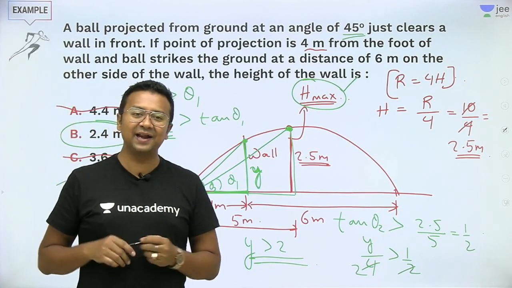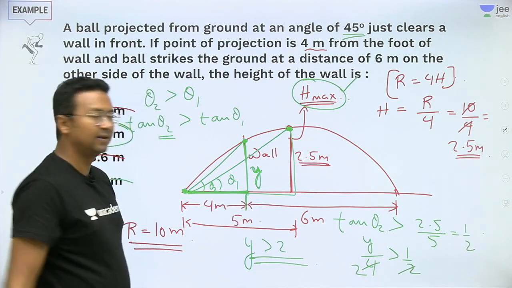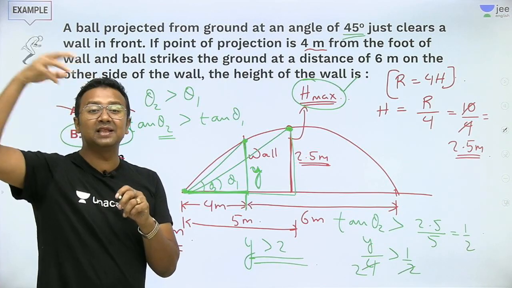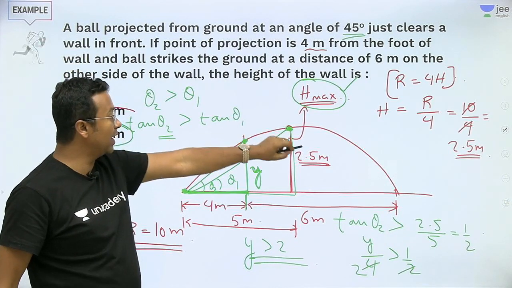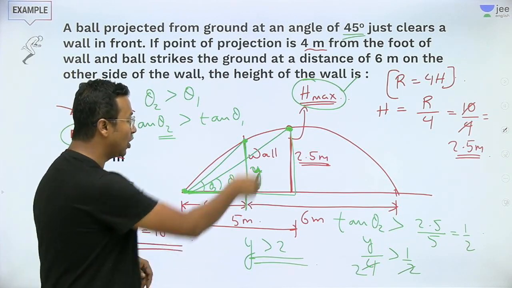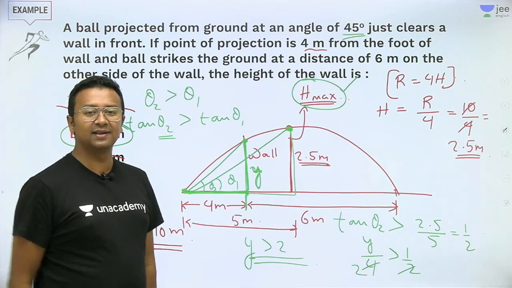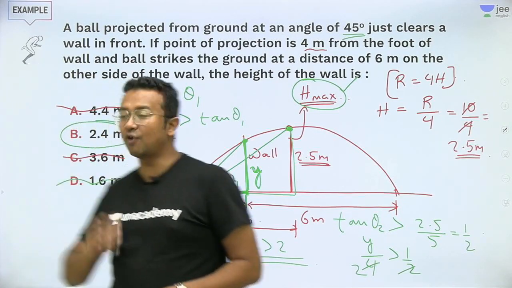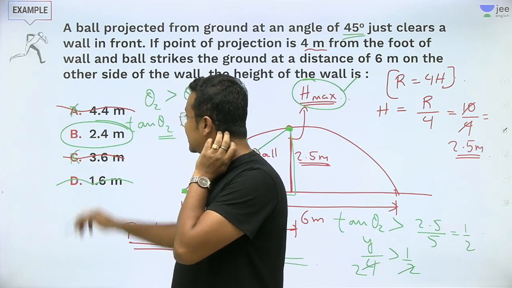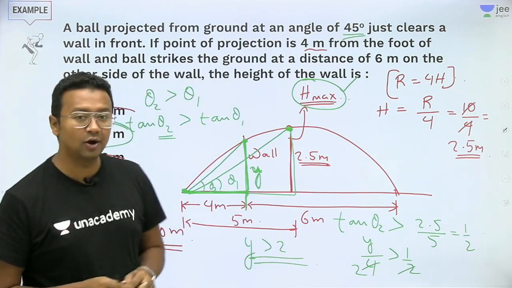Now I know the height of the wall, which is located at 4 meter, will be lesser than the maximum height achieved in the projectile, that is 2.5 meter. So height of the wall will be less than 2.5. Pretty fine. First part of the question is done. From there, I cancelled out option A, I cancelled out option C, because these are values which are greater than 2.5. So totally gone.